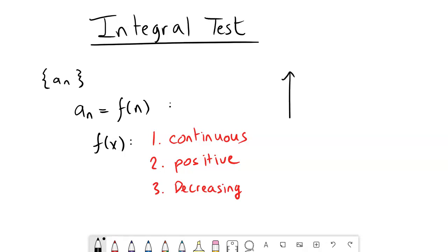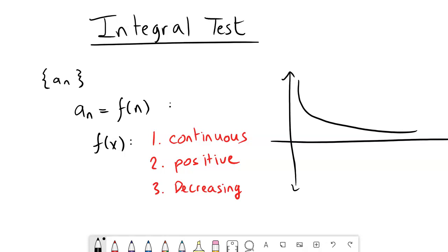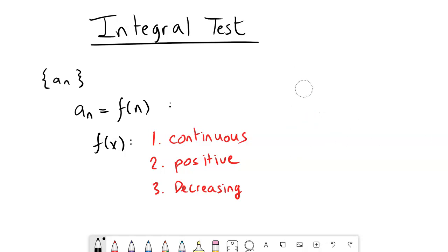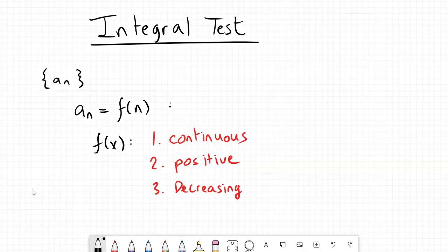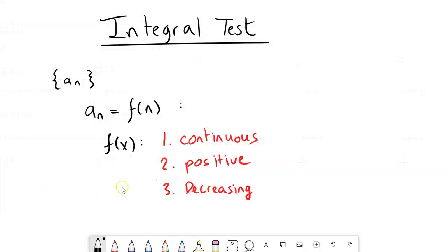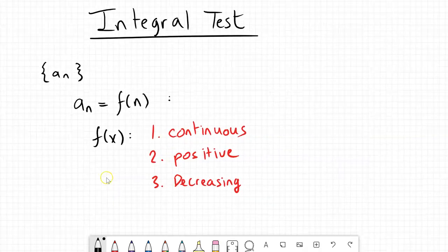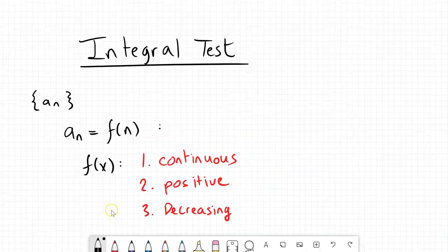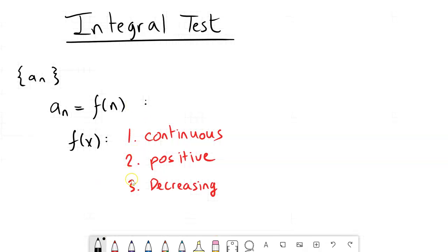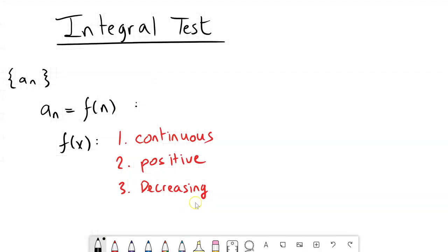Well, we can have functions that look something like this, where it doesn't go to 0, but it's still decreasing, even if it's by a small amount, almost like an asymptote. So these are the kind of types of sequences or series we could look at. Something that kind of approaches something, but doesn't quite get there. Continuous, positive, decreasing. And now I'm going to show you how the integral test fits with these conditions with a proof.